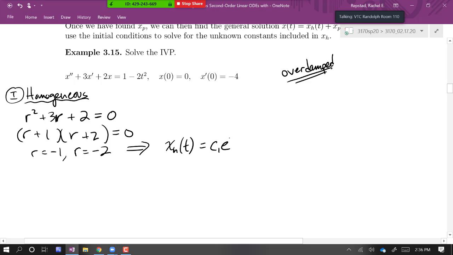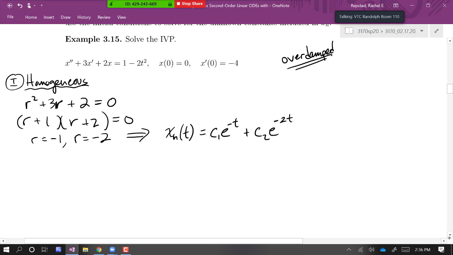The negative 1 and the negative 2 for C1 and C2? Not for C1 and C2, but for R1 and R2. So like C1 e to the negative t plus C2 e to the negative 2t. Yep. So there's our homogeneous solution. Now we're going to find the particular.